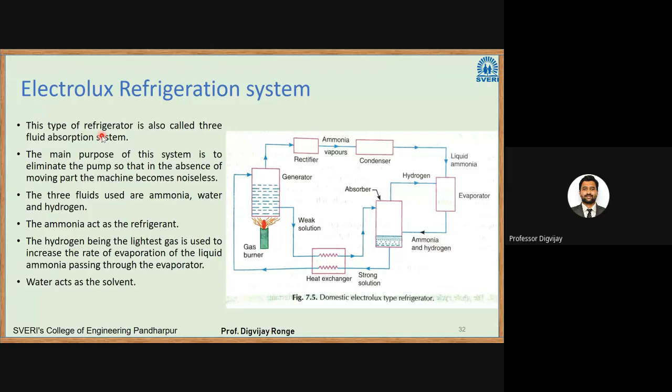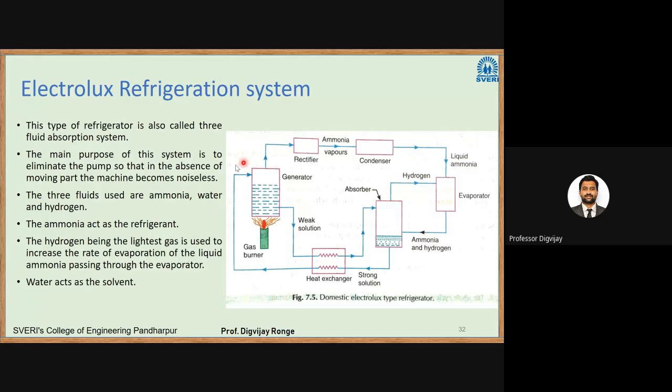I will read it out. This type of refrigerator is also called a three fluid absorption system. Why is it called three fluid? Because we are using ammonia, water, and hydrogen gas. The main purpose of this system is to eliminate the pump so that, in the absence of moving parts, the machine will become noiseless. Coming back to the VCRS, we were using a compressor. We don't want a compressor because of its vibration and noise. Then we switched towards the VRS, which used a pump. Again, that pump will produce some noise. If you want to omit that also, if you don't want even a little noise and vibration, then you can omit the pump part, and you can go for the Electrolux refrigeration system. Okay.